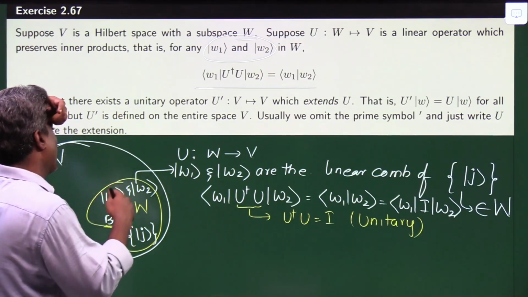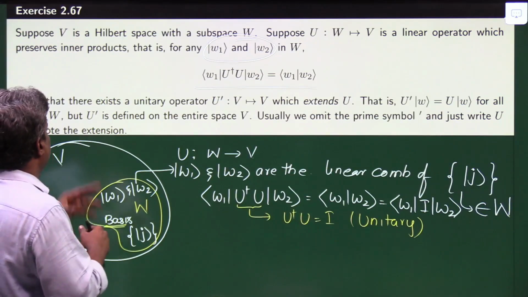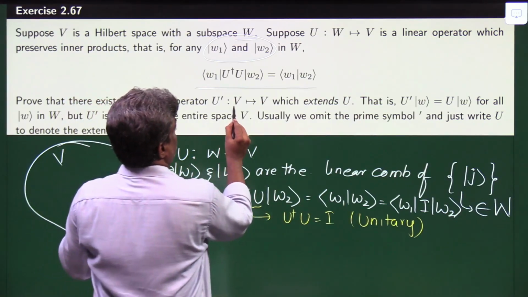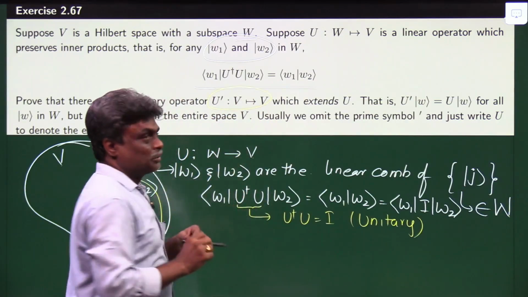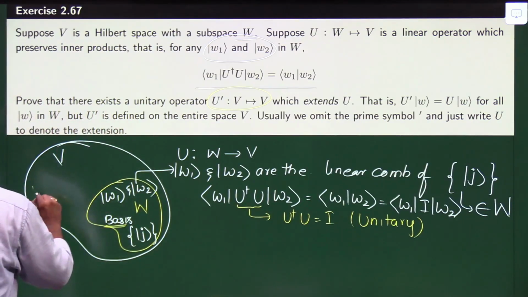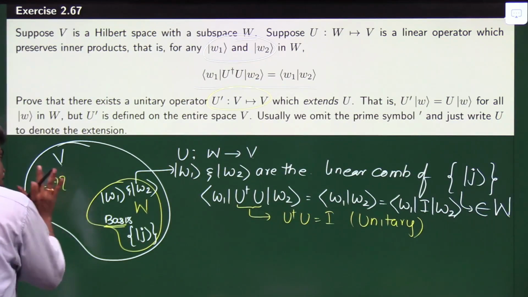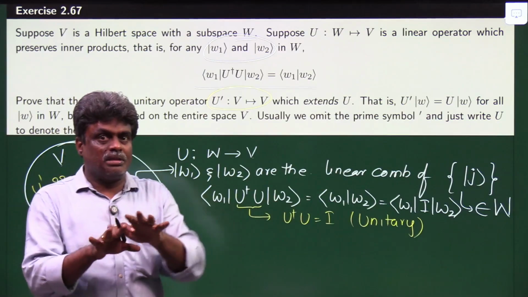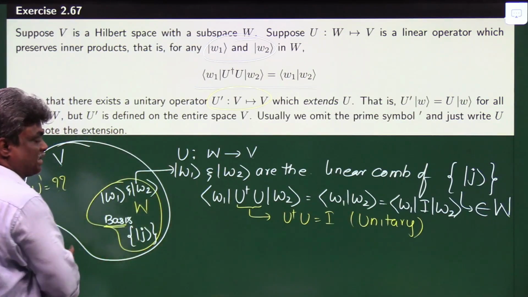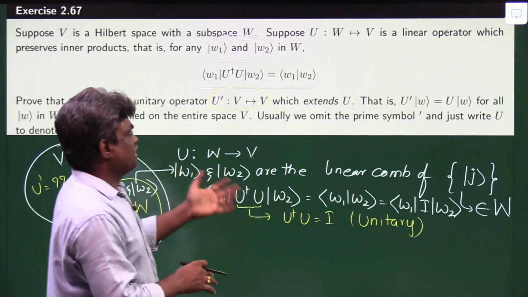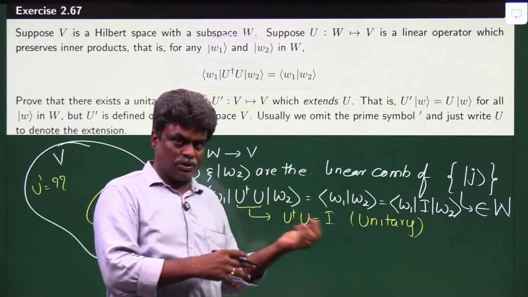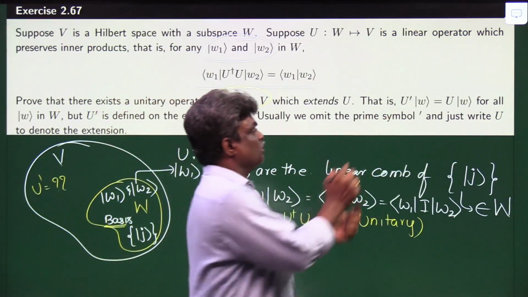Okay. Next, what they are asking is: prove that there exists a unitary operator U prime. This is the transformation. So now he is considering the whole space. Now we have to consider the whole space, and here we are defining this U prime. So we have to find this U prime. That U prime is the operator on the whole Hilbert space, not just on this W. And he's asking to show that it just extends U. That means if you add something to that U, you will get that U prime. We have to find that, and after that derive this.